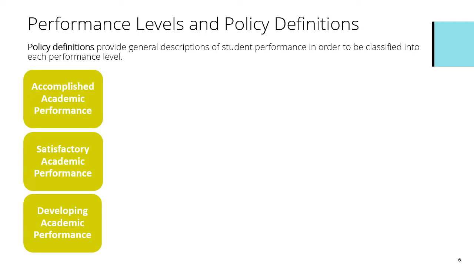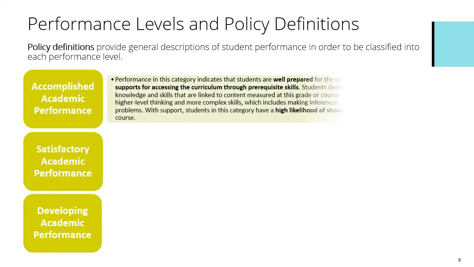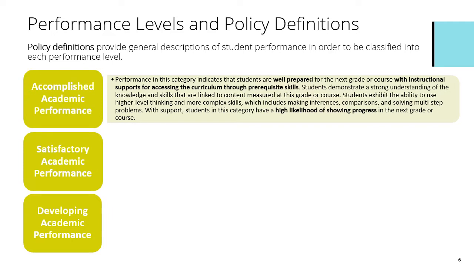There is a lot to read on this slide, so a document with the information is included in your resources. For accomplished, the definition states that students are well prepared for the next grade or course, with instructional supports for accessing the curriculum through prerequisite skills. With support, students in this category have a high likelihood of showing progress in the next grade or course.